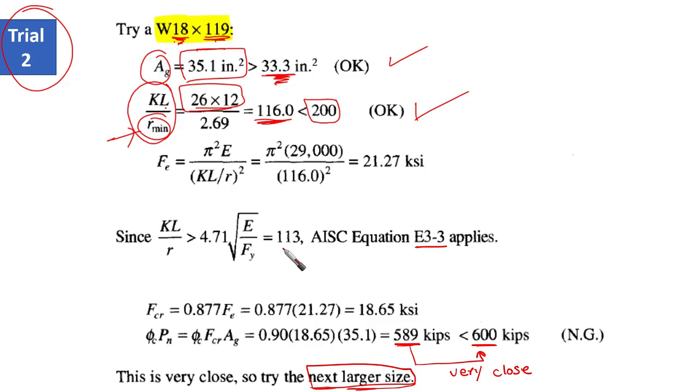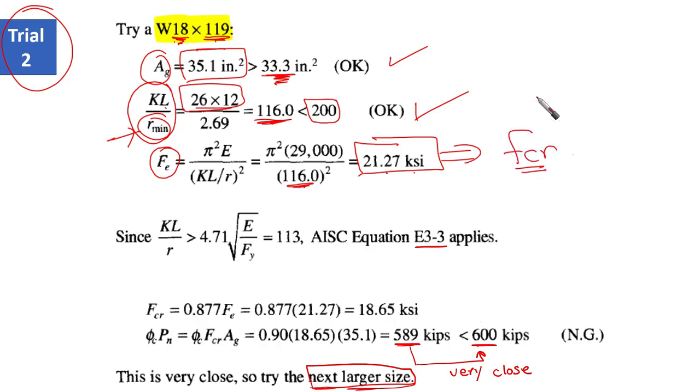Now let's go to the FCR. We want to check what FCR is for us. Again, for FCR, we need to determine whether it is local buckling, elastic buckling, or inelastic buckling. We need to obtain the Euler stress, the critical stress, which is pi squared E over KL over R squared. Here we are going to put 116, which is KL over R minimum. It gives us 21.27. We are going to use it for the calculation of FCR later on.